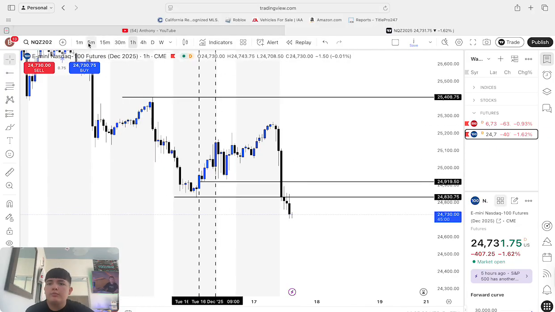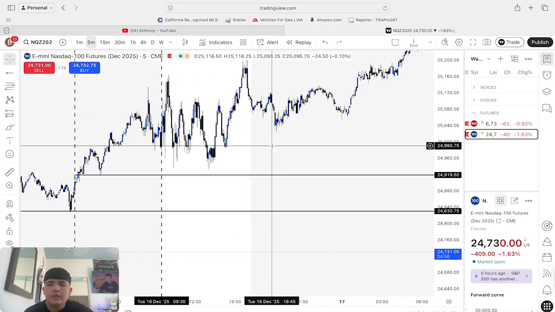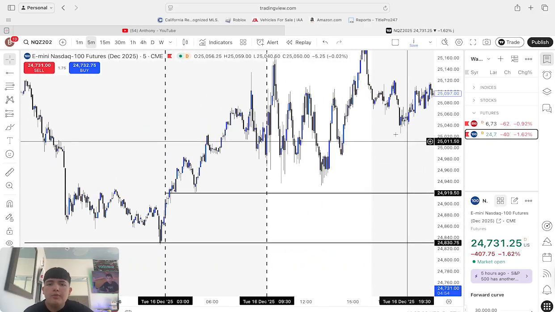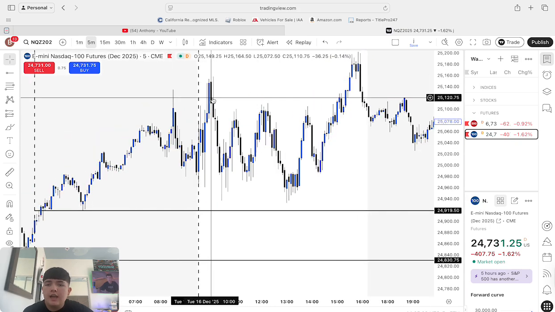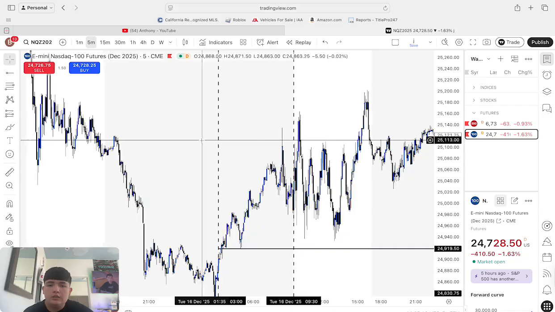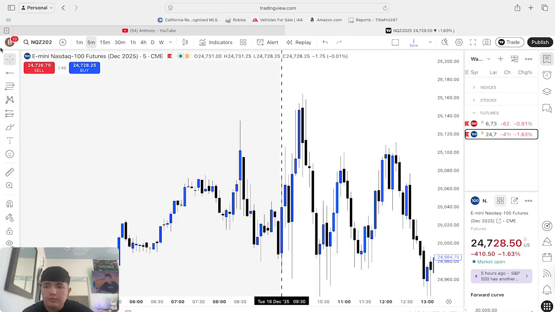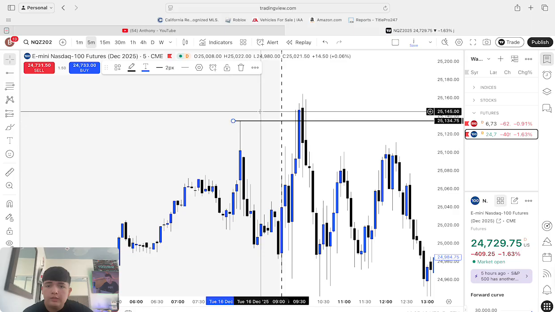Okay, we're good. Alright. So let's look at the charts. Coming into market open, we do get a sweep of this high. So this will mean order block to the downside. So how does an order block work? After a liquidity sweep. So boom, we get a liquidity sweep right here.